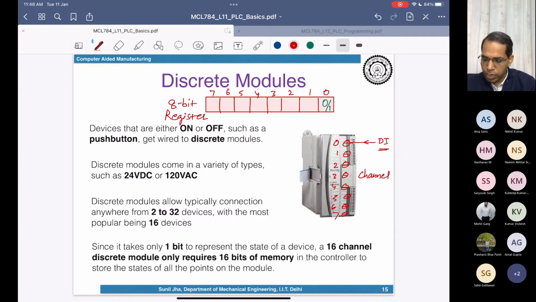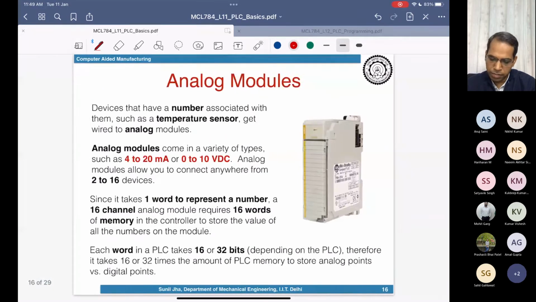So if I am willing to store the state of 16 digital inputs, then I will be using a 16-bit register here. We call it a word, or this is called a byte like this, and a single one is a bit here. And that's a quick understanding of the terminology.